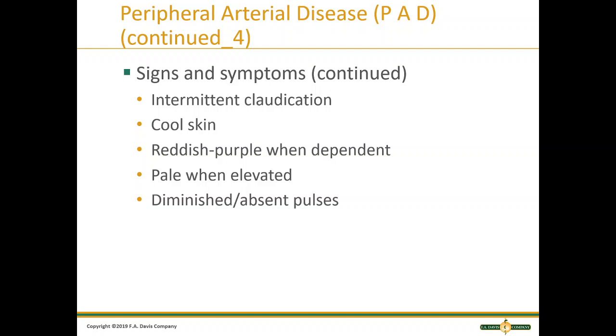Intermittent claudication, cool skin, reddish purplish when dependent. You've seen people with peripheral artery disease all the time. You don't maybe always know, but when you see these signs and symptoms, you see those red purplish blotches in their calves and in the front of the legs, and they have very diminished, absent pedal pulses. This is why.